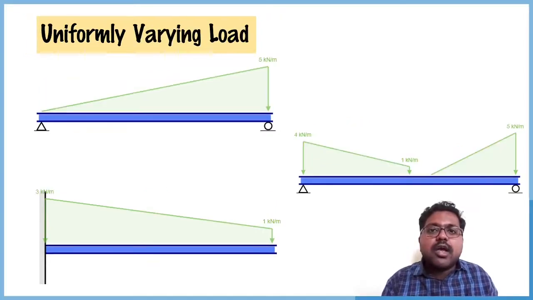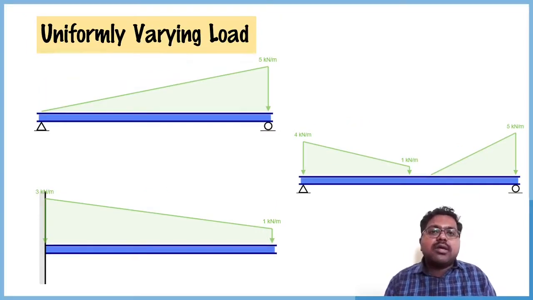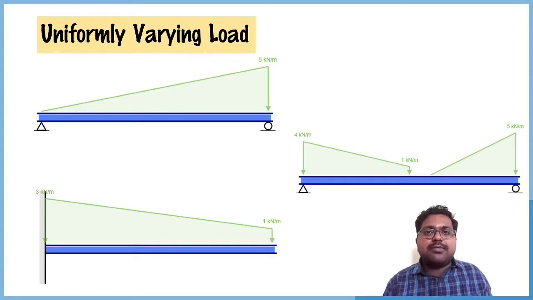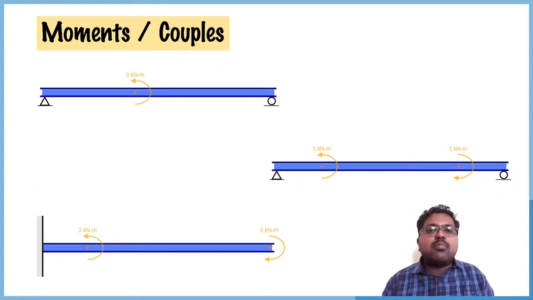The next one is the uniformly varying load. Unlike the uniformly distributed load, it also follows a pattern, but it follows it in a uniformly varying way. That is called a uniformly varying load. And the last one is moments or couples. A moment or couple is just creating a moment at any place in a beam, or couple forces acting at any point in a beam. Those are called moments or couples.